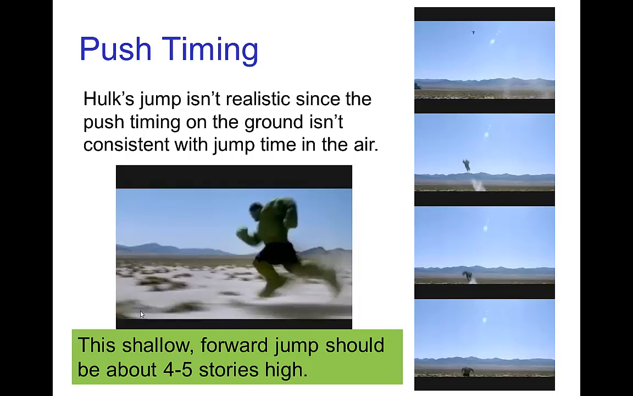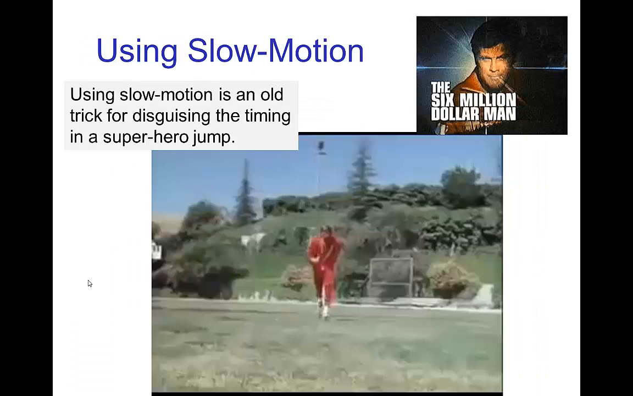Now, in this film, the animators were well aware of this fact, but this was a physics decision that was made in the film, that this was simply going to be the way physics was going to work for the Hulk. Now, one old trick to disguise the timing for a superhero jump is to use slow motion.